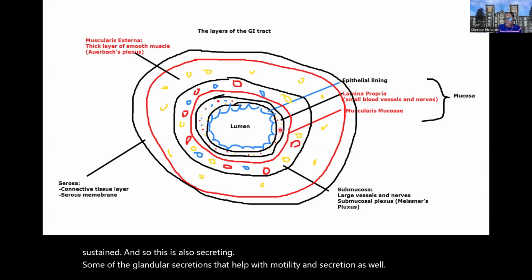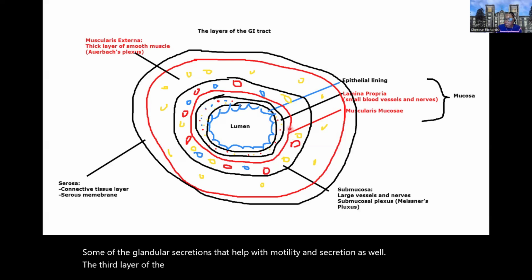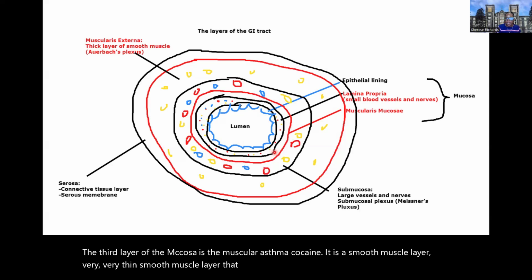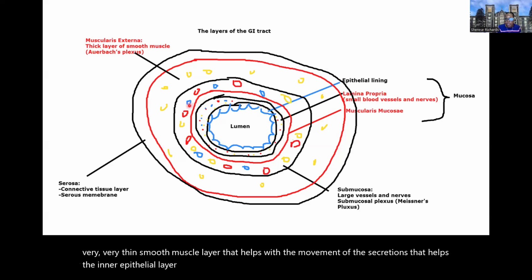The third layer of the mucosa is the muscularis mucosae. It is a very, very thin, smooth muscle layer that helps with the movement of the secretions, that helps with the inner epithelial layer and really helps to secrete those secretions into the lumen.